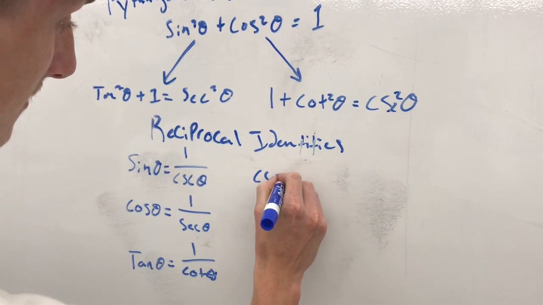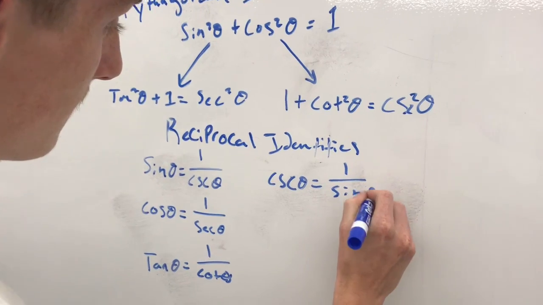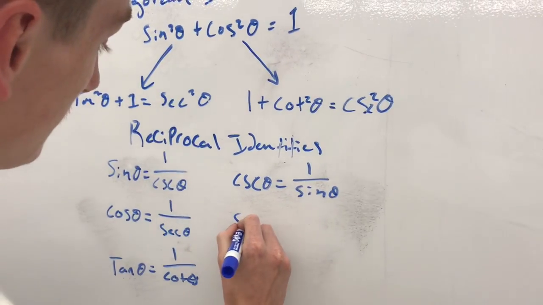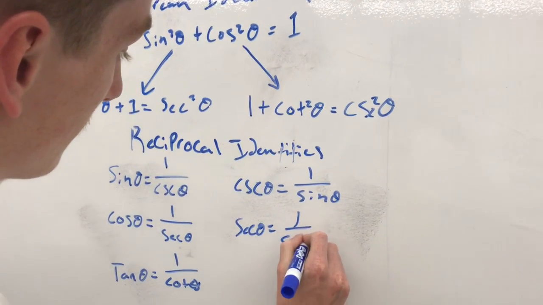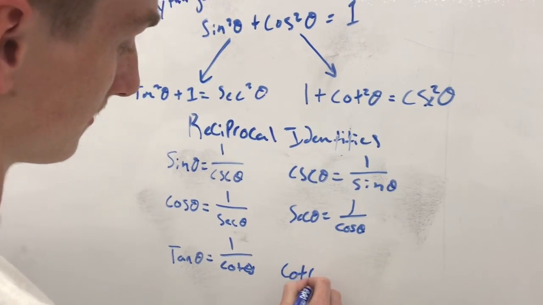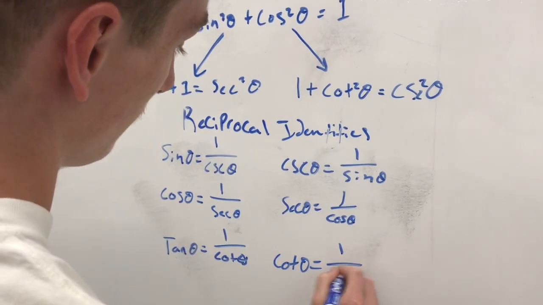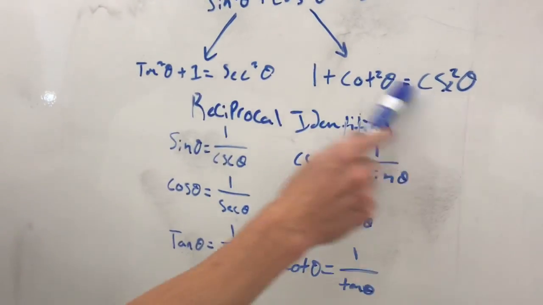Cosecant of theta equals 1 over sine of theta. And then secant of theta equals 1 over cosine of theta. Moving on to the last one. Fast one. You guessed it, cotangent of theta equals 1 over tangent of theta. Memorize them.